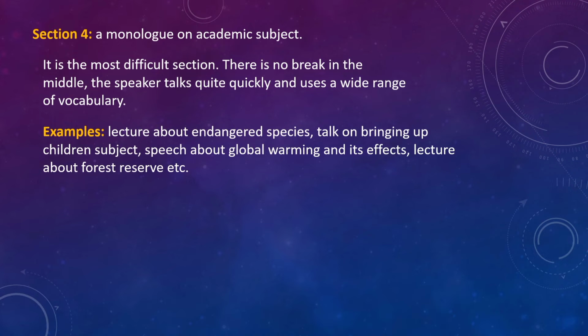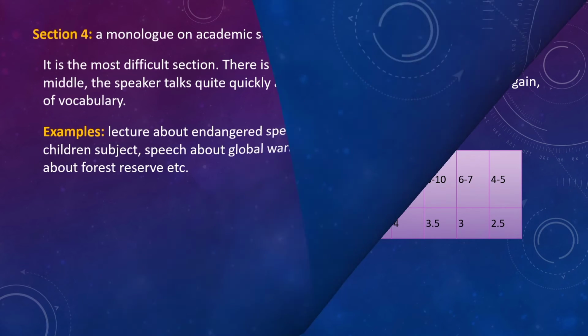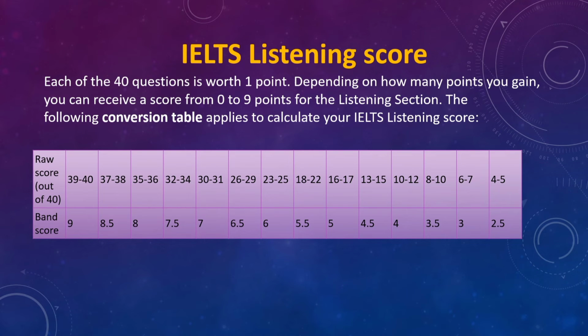Let's come to the IELTS listening score. Each of the questions is worth 1 point. Depending on how many points you gain, you can receive a score from 0 to 9 from the listening section. The following conversion table applies to calculate your IELTS listening score. Each question carries 1 mark, 1 to 40 questions, 1 to 40 marks, and the score is given here. If you score 4 to 5 points, your score will be 2.5, 6 to 7, 3, 8 to 10, 3.5, 11 to 12, 4, 13 to 15, 4.5, 16 to 17, 5, 18 to 22, 5.5, and so on. For 39 to 40, you will get a band score of 9.